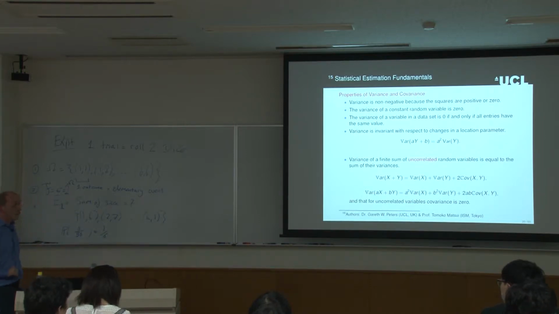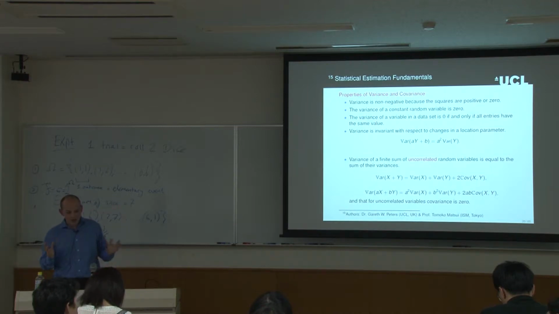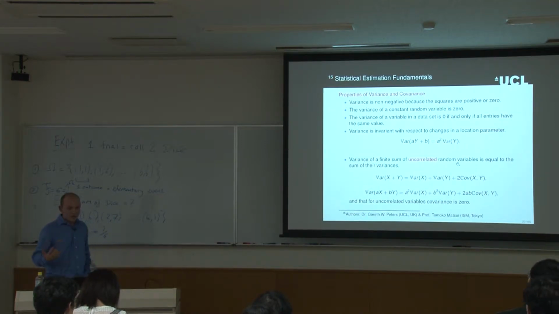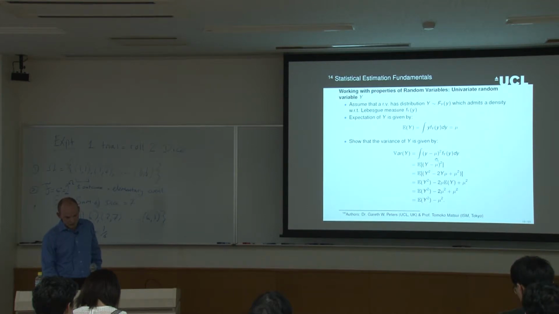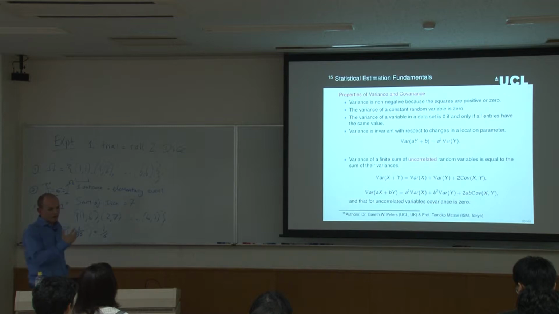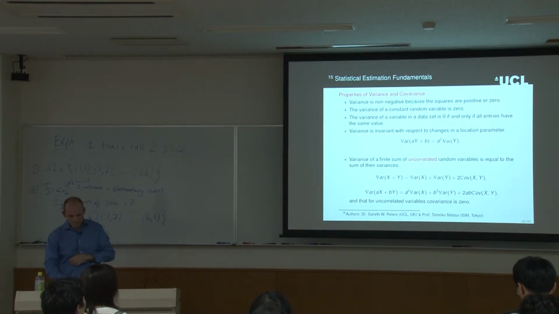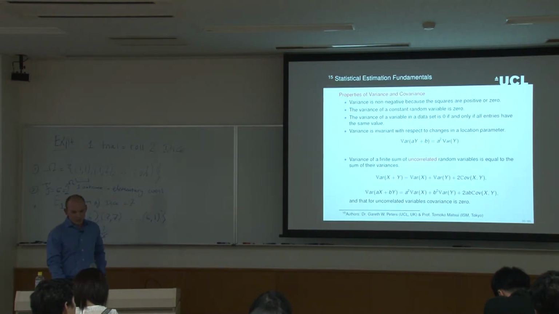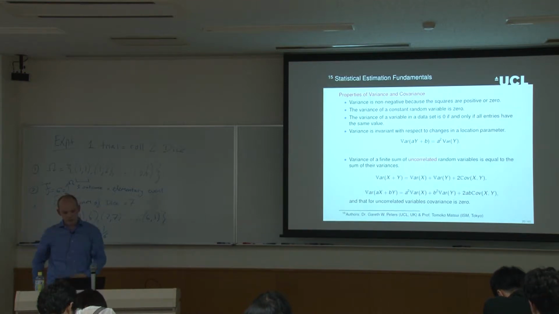So, basic properties of variance and covariance. Clearly the variance is non-negative, because if we look at just the expression, it's a sum of squares, so it has to be 0 or positive. The variance of a constant random variable is 0, which if you look at this, you can see. And so the variance of a variable in a data set is 0 if and only if all entries have the same value. Now if we look at the variance of a constant scalar a times y plus a constant b, we see the variance is invariant with respect to changes in the location parameter. So adding b here doesn't change the variance. Just shifting your random variable doesn't change your variance.